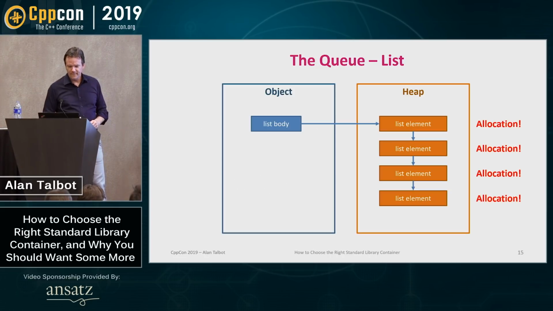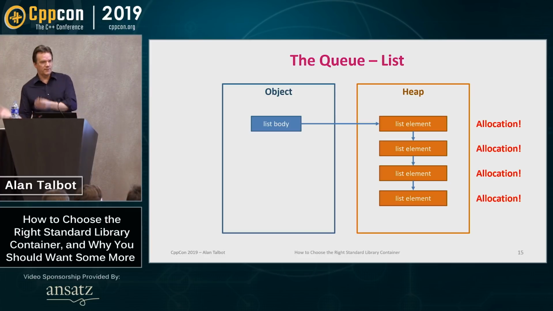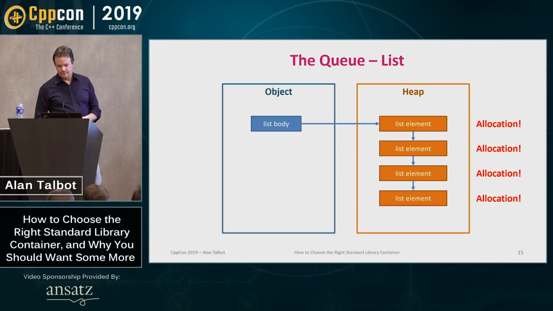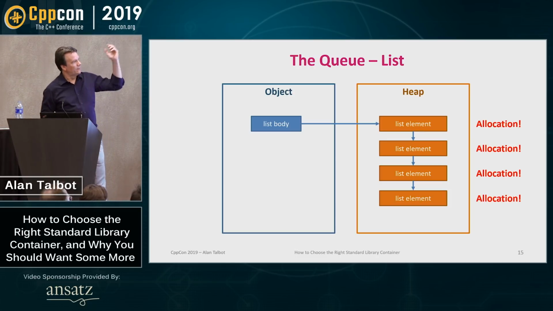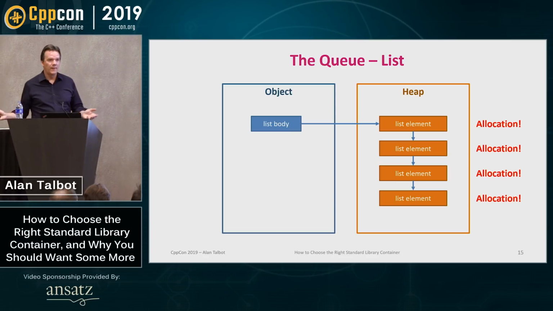All right. So let's do this with list. It's the most obvious way. It's what the standard library sort of pushes you towards. The problem with list is, as we all know, we're going to allocate, and the nodes are all over the place in the heap. So your locality of reference in general is non-existent.